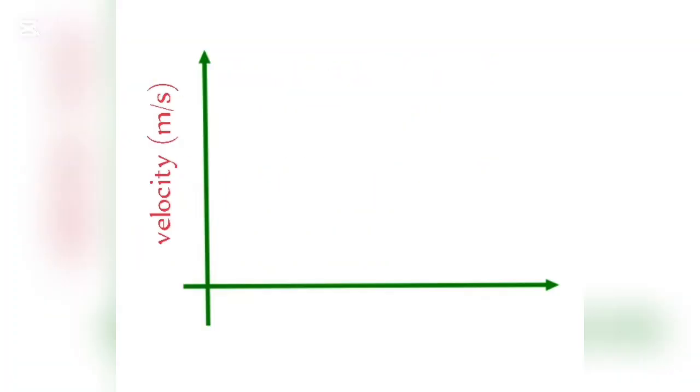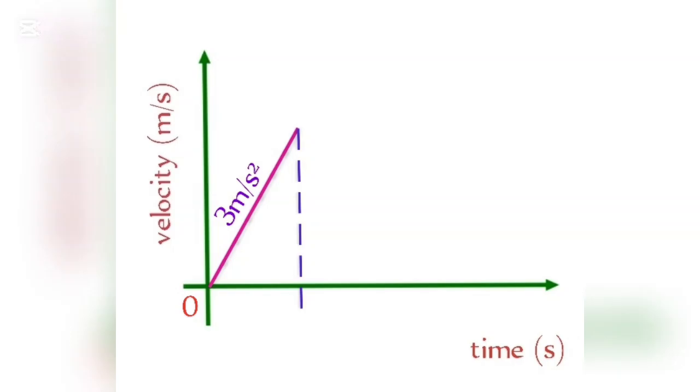Okay, solution. Draw a vertical axis, y-axis for the velocity, and a horizontal axis, x-axis for time. Label the vertical axis as velocity in meters per second, and the horizontal axis as time in seconds. Begin both axes from 0. A body starts from rest and accelerates at 3 meters per second squared. Draw a straight diagonal line beginning at the origin, because the body starts from rest.